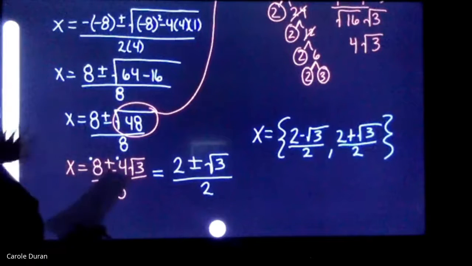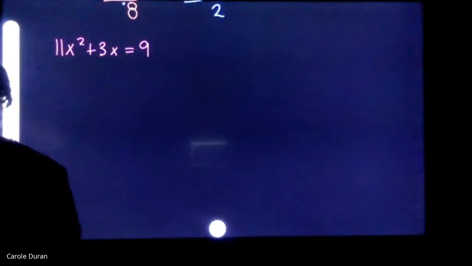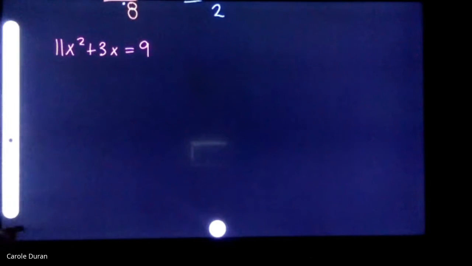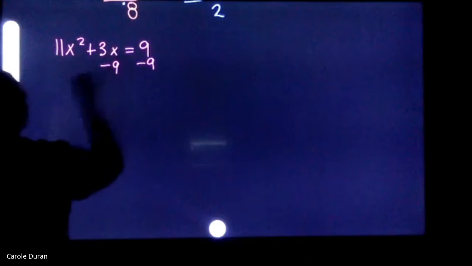So the last example I would like to do is 11x squared plus 3x equals 9. As I'm looking at this, this is not ready yet to be put into the quadratic formula because not everything is on one side of the equal sign and it's not set equal to 0. So the first thing I need to do is subtract the 9 over to the left-hand side.